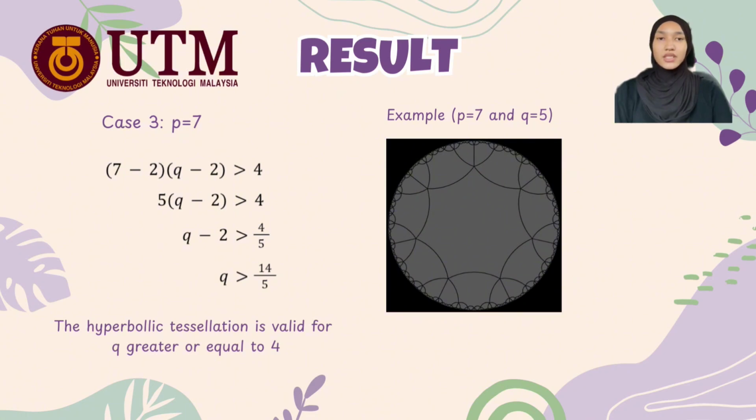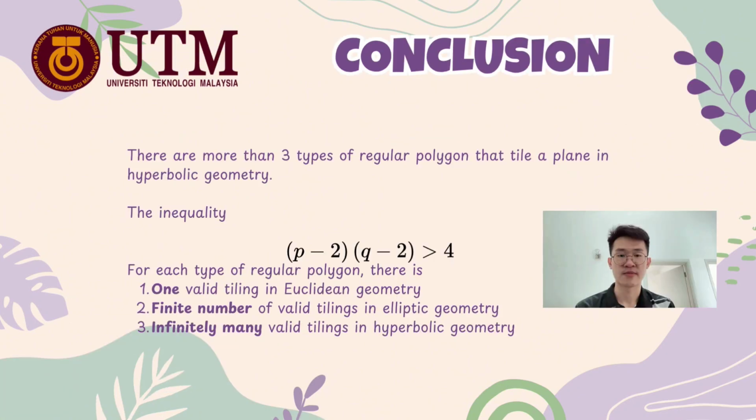Mathematical rules help us know if a shape can tile the hyperbolic plane. Use the inequality (p − 2)(q − 2) > 4. Here, p is the number of sides on the shape, which is 7 for a heptagon, and q is how many shapes meet at each corner, which is 5 in this example. When we plug the numbers into the inequality, we get 15. Since 15 is greater than 4, we know this tiling works in hyperbolic space.